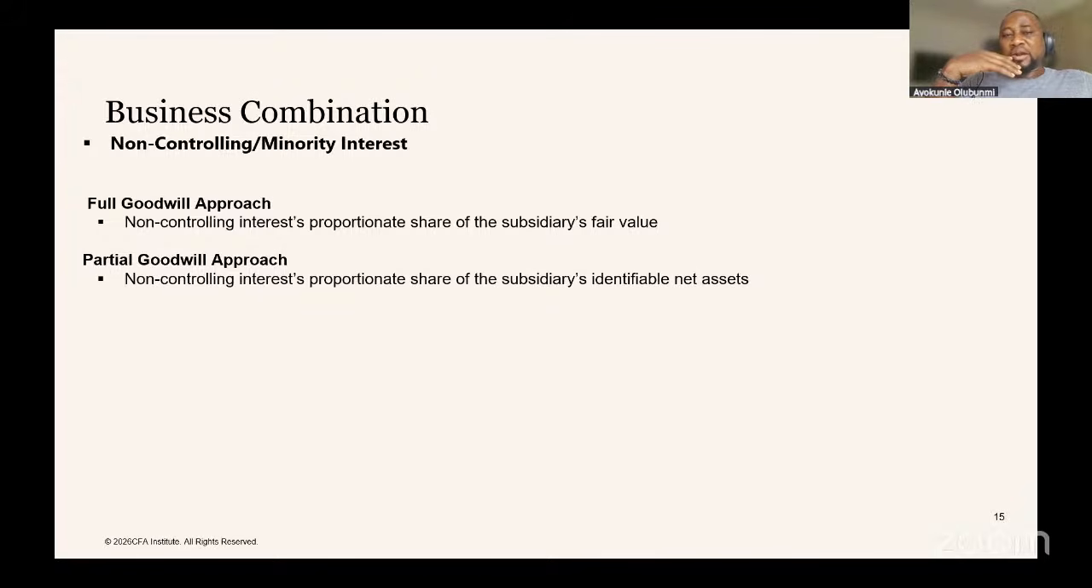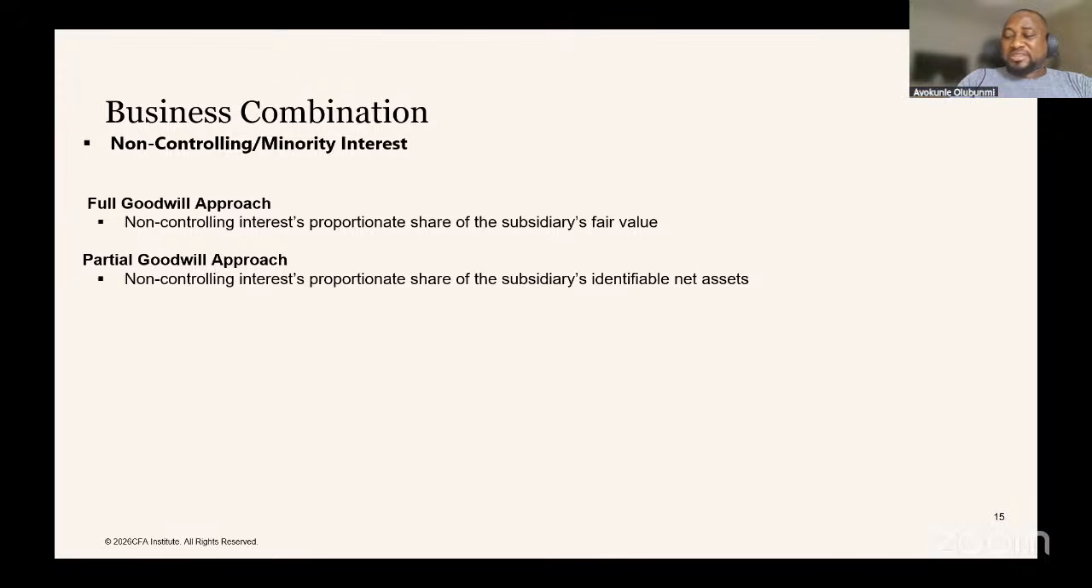So under the full goodwill approach, right? Under minority interest is the minority interest percentage, the minority interest stake, as a proportion of the company's fair value. So let's assume that the company's value is $1 million and you're acquiring 70%. So that means that the minority interest is 30%. It will be 30% multiplied by $1 million, which is what? $300,000. Okay?